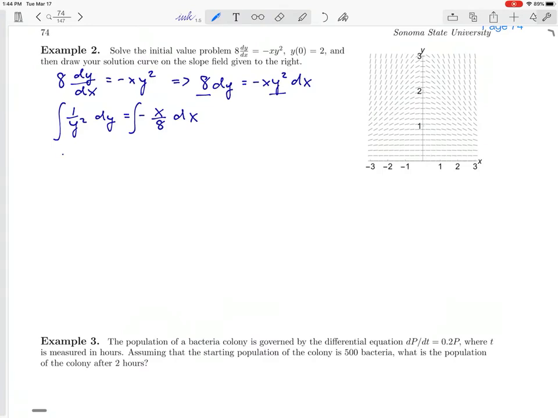I can rewrite a little bit. 1/y² becomes y^(-2) dy. And on the right hand side I can pull out the -1/8. So then I'm just integrating x dx.